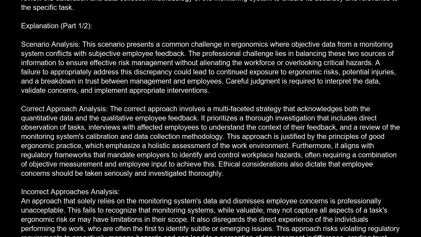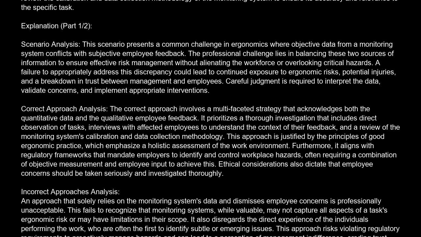Furthermore, it aligns with regulatory frameworks that mandate employers to identify and control workplace hazards, often requiring a combination of objective measurement and employee input to achieve this. Ethical considerations also dictate that employee concerns should be taken seriously and investigated thoroughly.